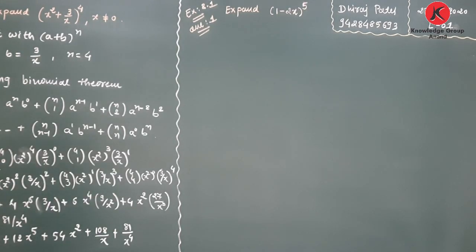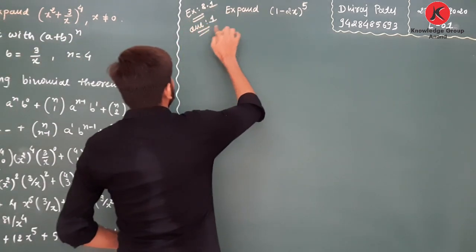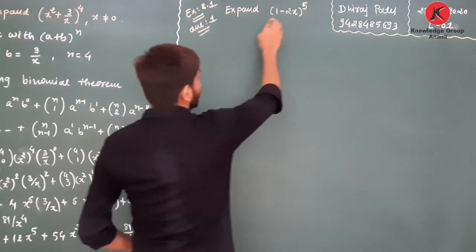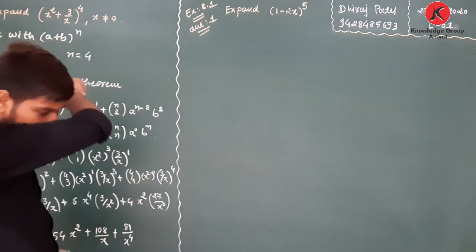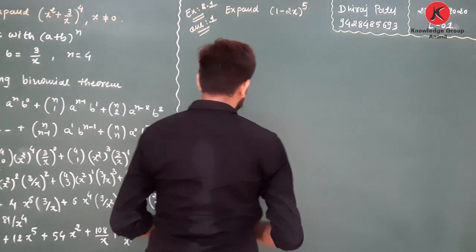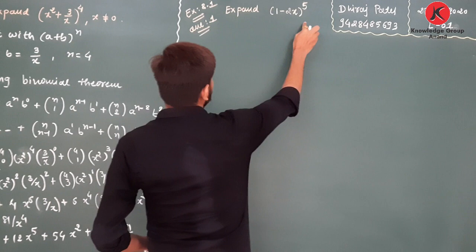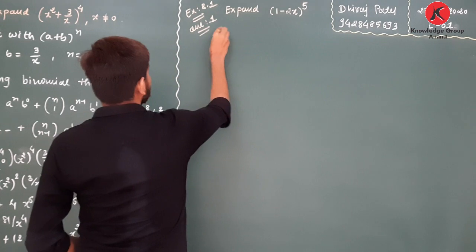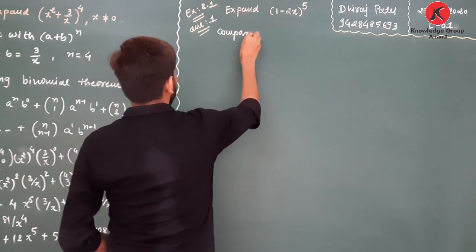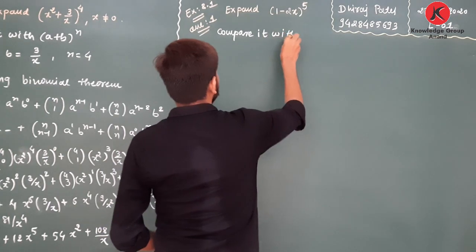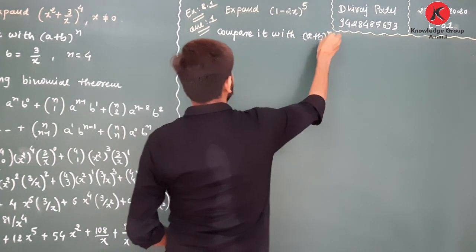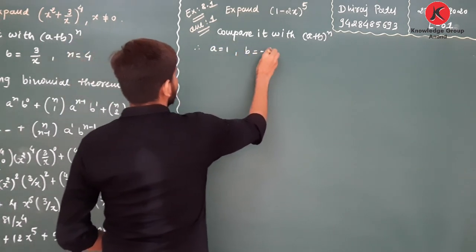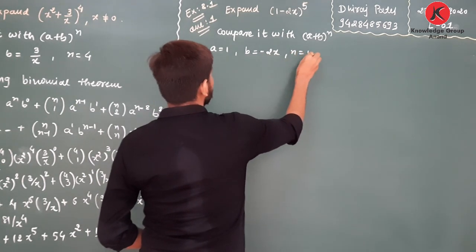Now, the next question, exercise 8.1, question number 1: expand (1 minus 2x) whole raised to 5. By using the binomial theorem we can expand it. First of all, we have to compare this term with (a plus b) raised to n. Therefore, we are getting a equals 1, b equals minus 2x and n equals 5.